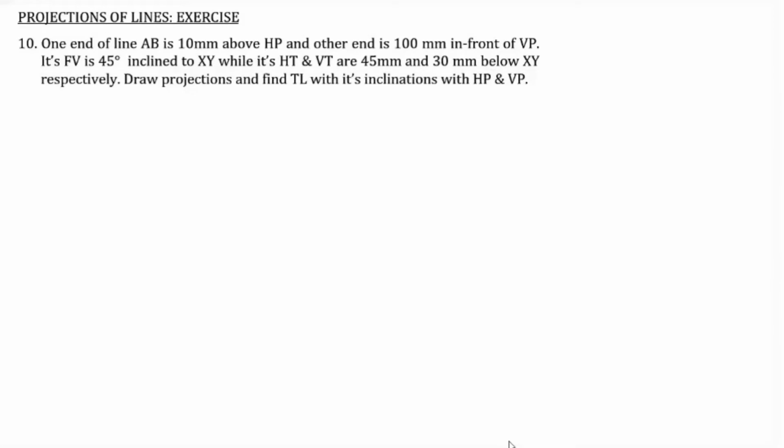So in this case, one end of the line is 10 millimeter above HP and the other end, not the same end, but the other end is 100 millimeter in front of VP. So the two distances are given, but one is for one point and the other one is for the other point. And the front view is 45 degree inclined to XY, while the points HT and VT are given, that they are 45 millimeter and 30 millimeter below the XY line respectively.